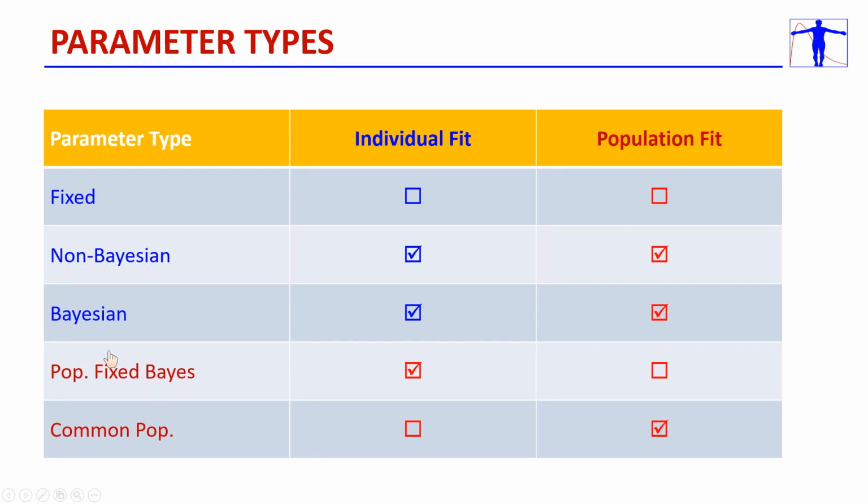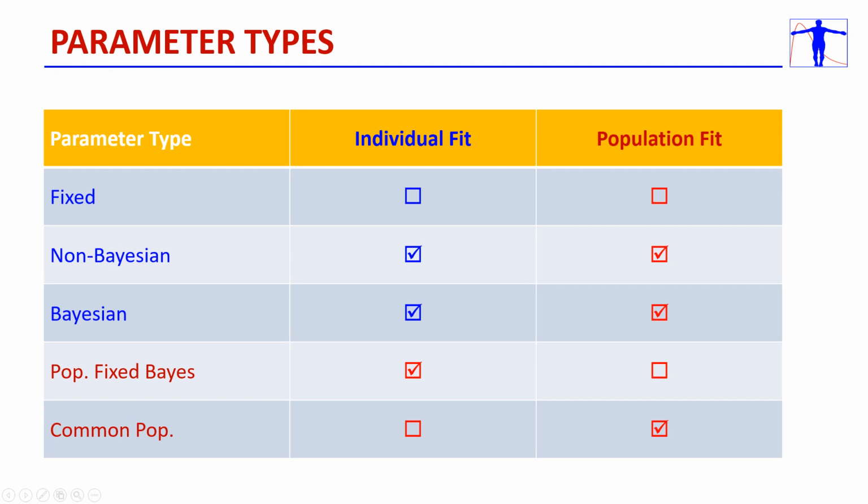With the population fixed base, the parameter is fitted for the individual patient, but kept constant for the population. And with common population, it's just the other way around. For the individual fit, the parameter is constant, but it is fitted on the population level. So that's important to understand, so we will see this later.